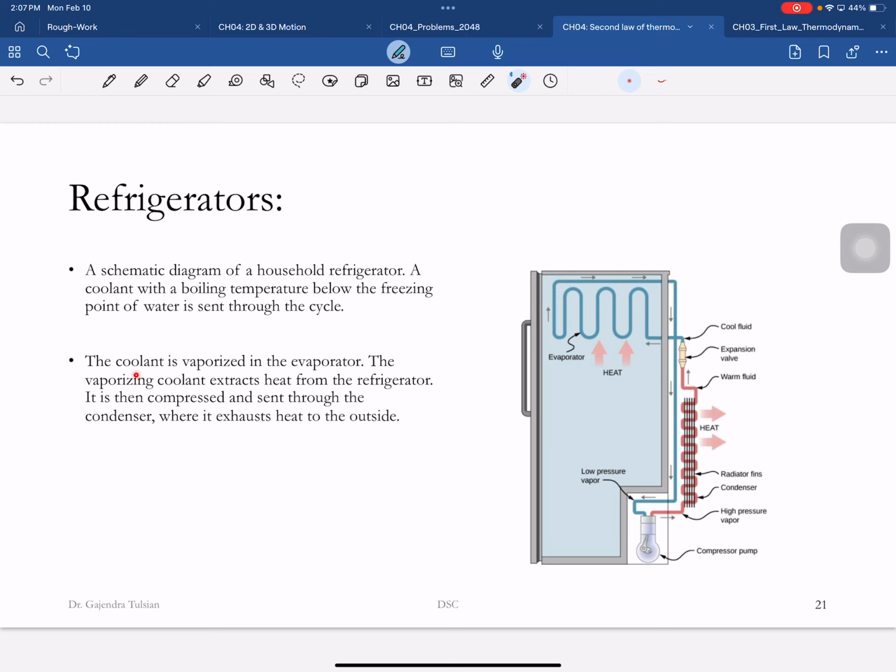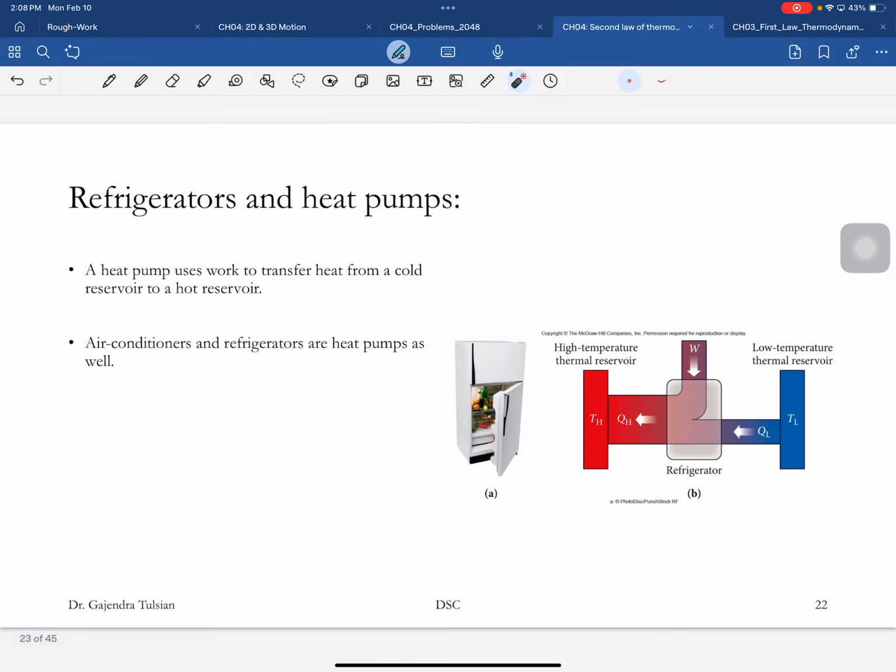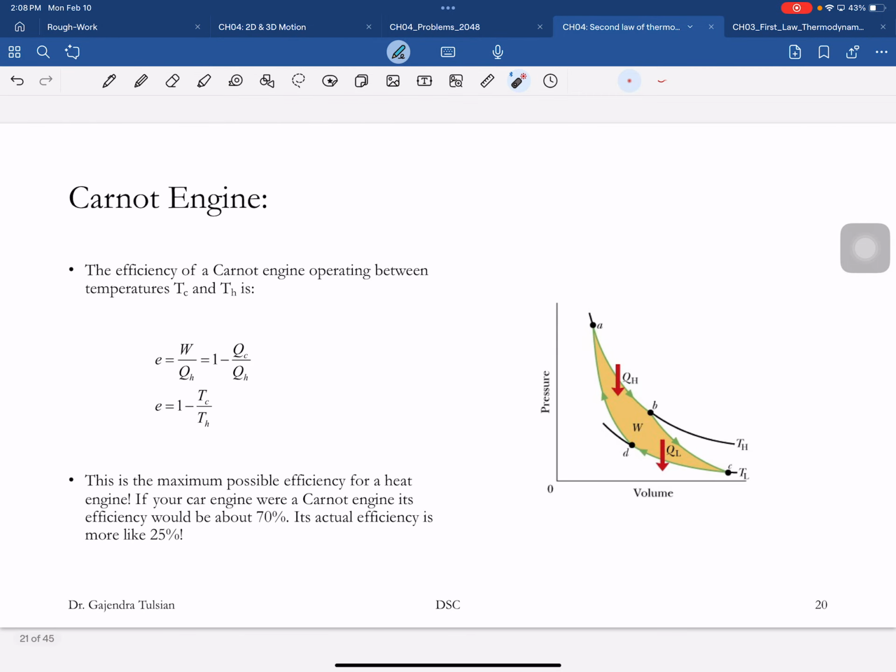Okay. The coolant is vaporized in the evaporator. The vaporizing coolant extracts heat from the refrigerator. It is then compressed and sent through a condenser where it exhausts heat to the outside. So the vapors come here, and then high pressure vapor, radiator, it removes heat, and then that becomes fluid. Okay. Here's how you decide what coolant you want.